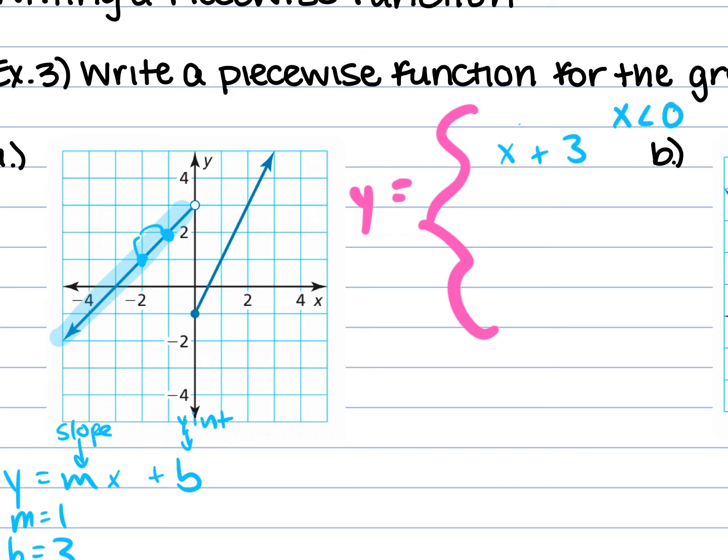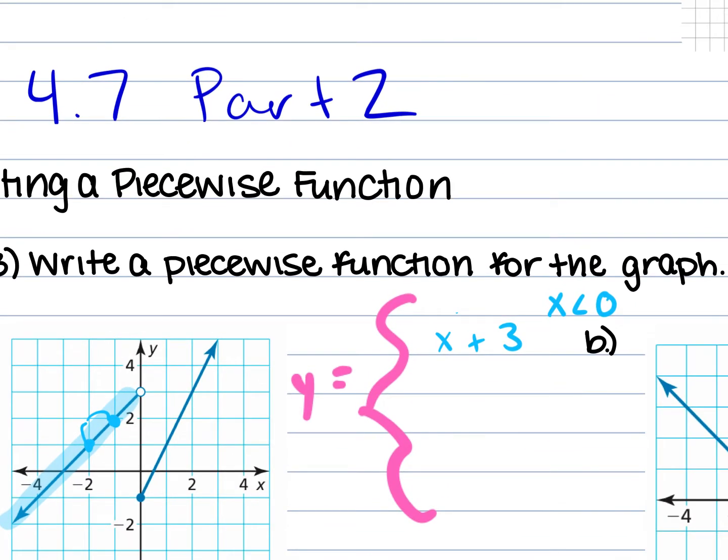Do you think I should put less than or equal to? Why just less than? Less than because the circle is open. Because it's an open circle. So remember from yesterday we said if it's less than or greater than, it gets an open circle. If it's less than or equal to or greater than or equal to, it would get a closed circle. So this is just less than because we see that this circle is open. So that's our first piece.